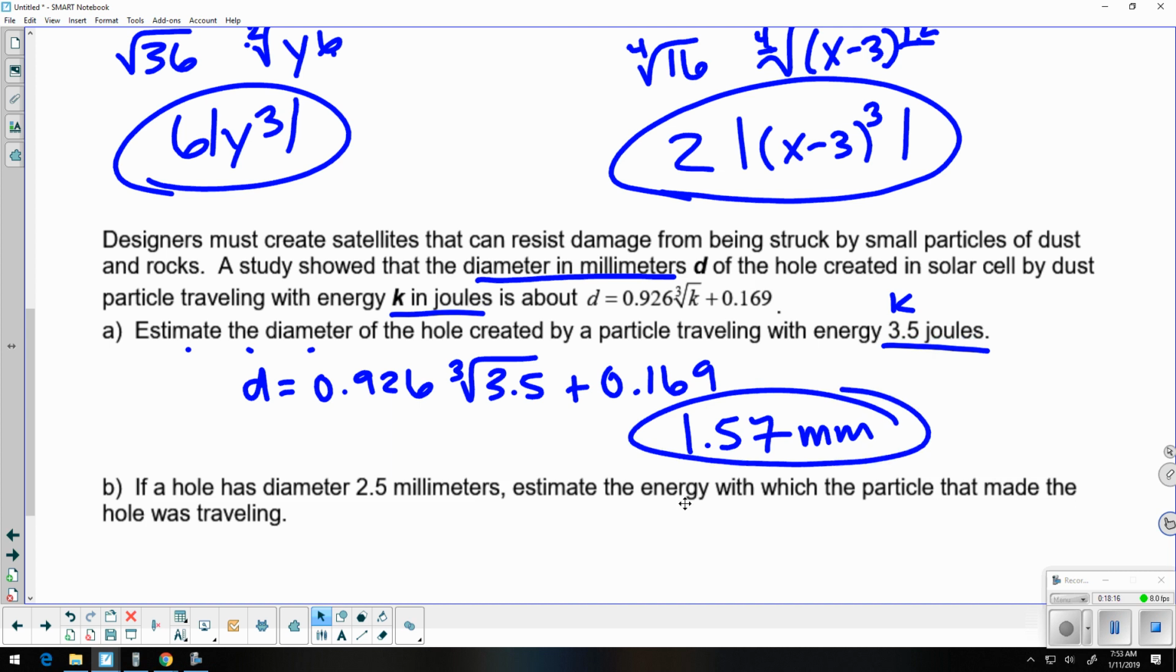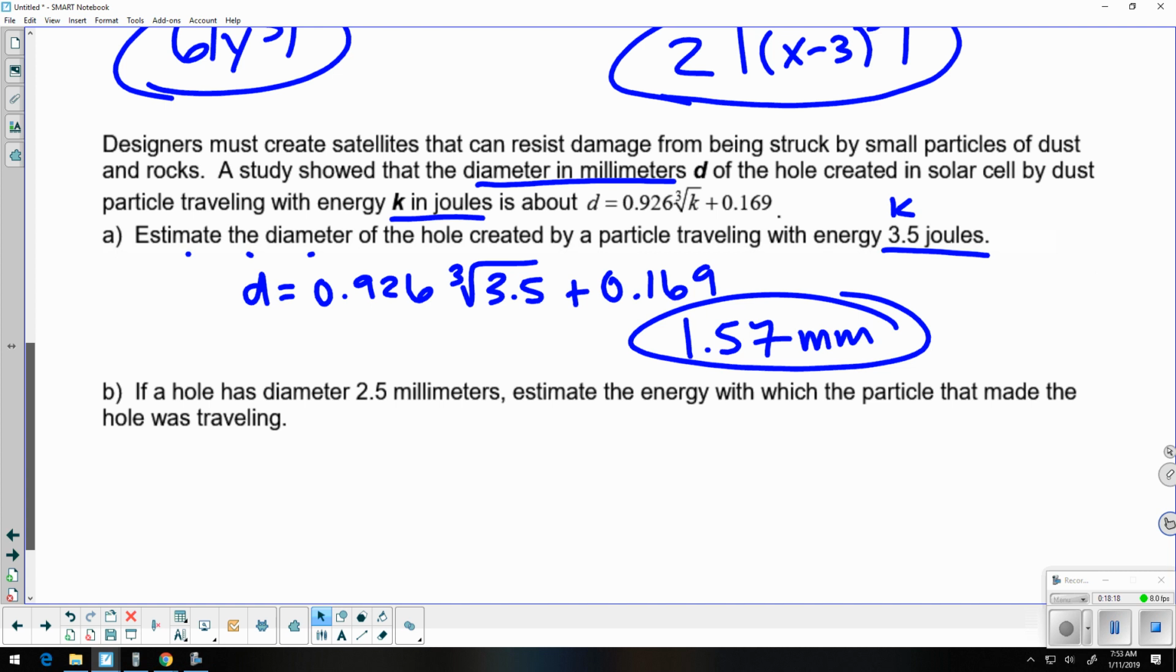The next one says if a hole has a diameter of 2.5 millimeters, estimate the energy with which the particle that made the hole was traveling. So this time we're estimating the energy. We have the diameter, it tells us the diameter is 2.5. So we're doing this a little bit differently. Now we're actually solving this for K.